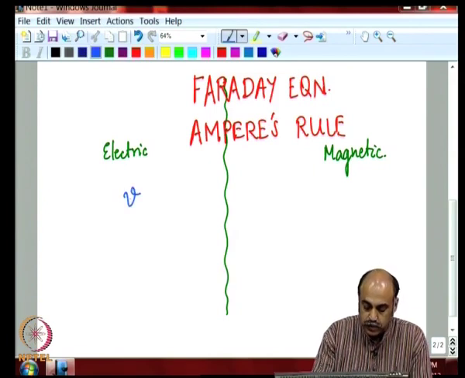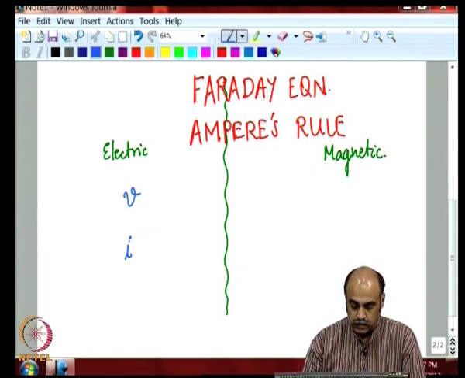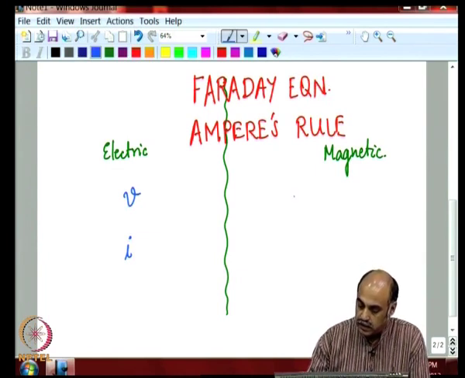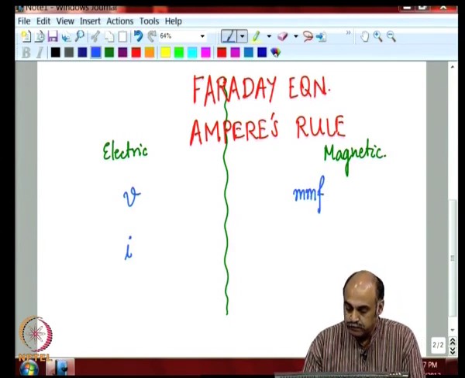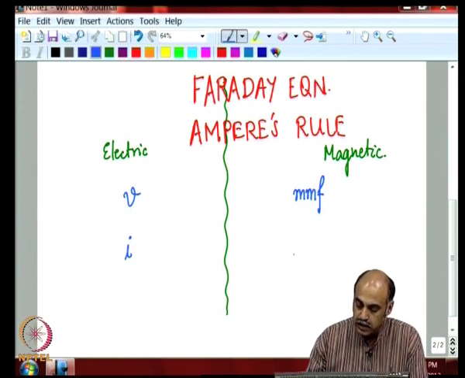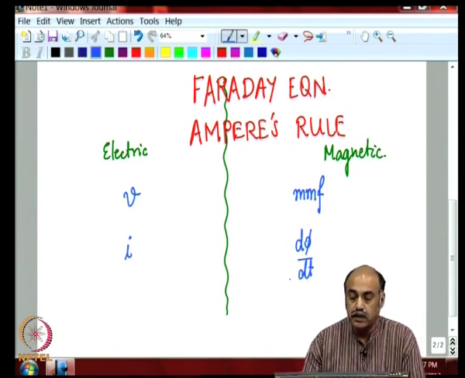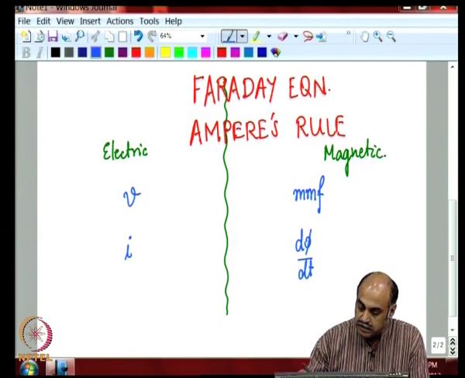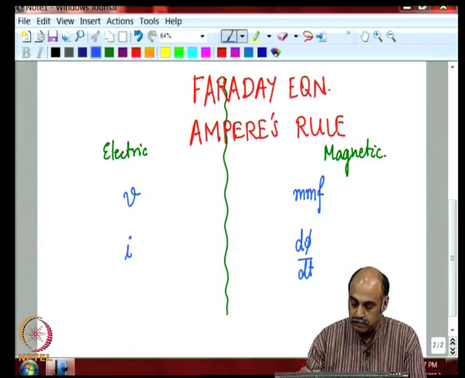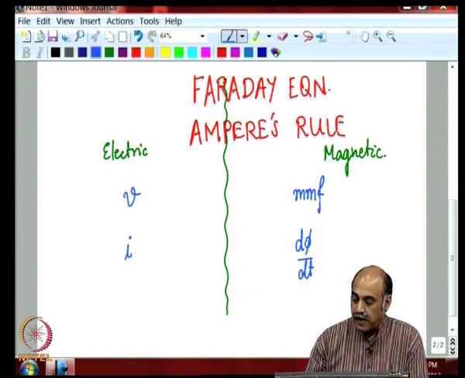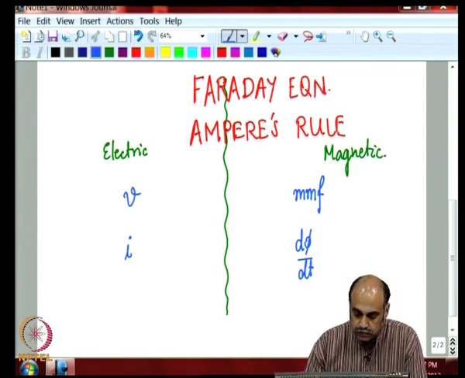So, let us say we have the potential variable V, voltage across the port, and I is the current through the port on one side. You have the MMF, magnetomotive force, the potential variable on the magnetic domain, and the rate of change of flux, not flux, remember, rate of change of flux. In fact, the MMF is flux into reluctance, and the flow is the rate of change of flux.